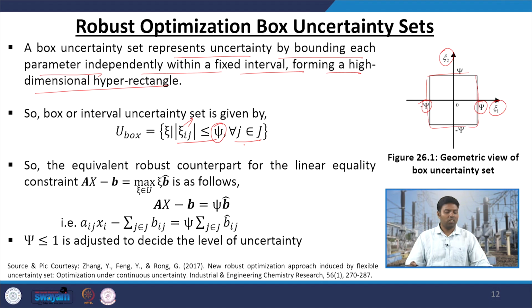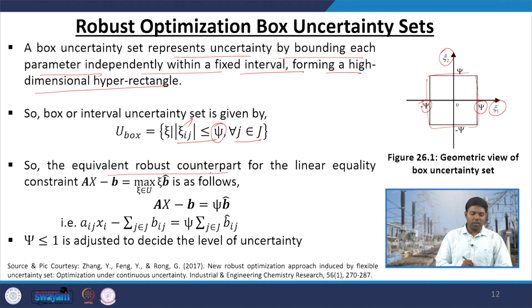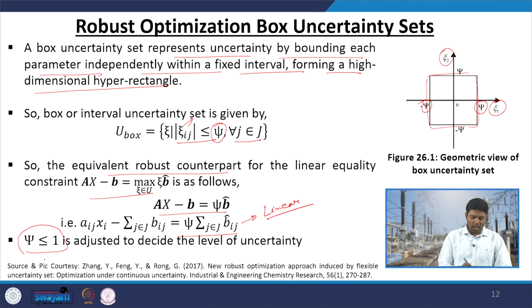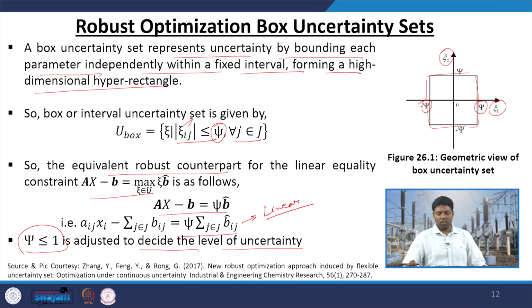So if you represent that as an equivalent robust counterpart of this equation, it will be represented by a simplified linear equation. This xi is adjusted to decide the level of uncertainty. If you want a very high level of uncertainty, you put the xi value very high. If you want a low level of uncertainty, then you put low values of xi. But this must be less than or equal to 1. If you want very high uncertainty, then keep it at 1. If you want a lesser value of uncertainty, then you keep it at 0.9, 0.5, 0.4 like this.